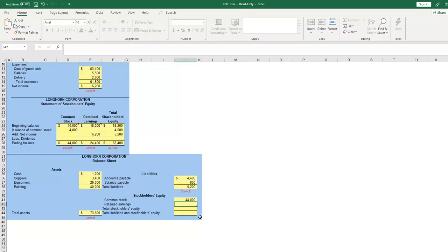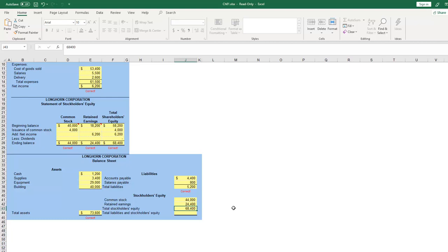Retained earnings. We were given a beginning balance. We need our ending balance. Right? These statements build. We do them in order. So we start with the income statement. Use our net income to come down to the statement of stockholders' equity. Using that, we're going to get our new retained earnings. All right, that's going to be $24,400. Total stockholders' equity is going to be $68,400.